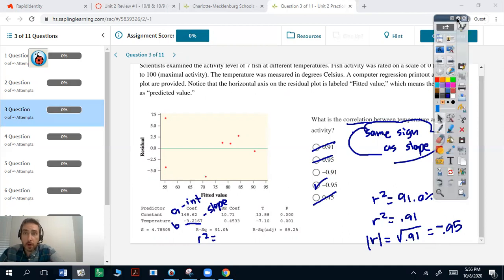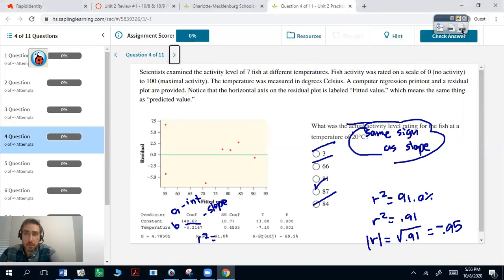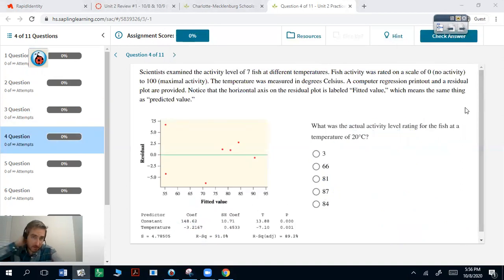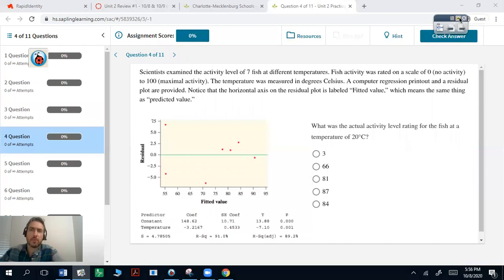All right, number 4. Okay, this is the same scenario. So I'm not going to read the header, but the question says, what was the actual activity level rating for the fish at a temperature of 20 degrees Celsius? So since we know the residuals, we can find the predicted by plugging in our 20. This is your x value, and we're going to plug it into our equation.